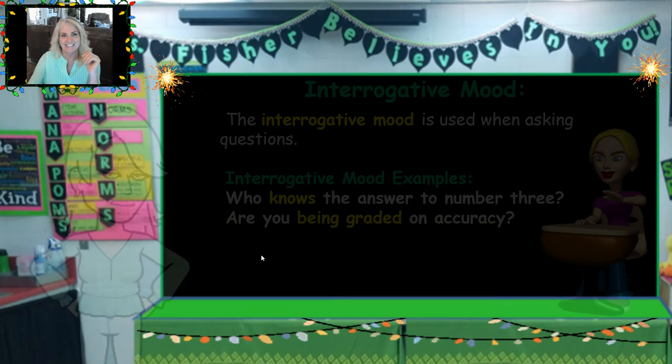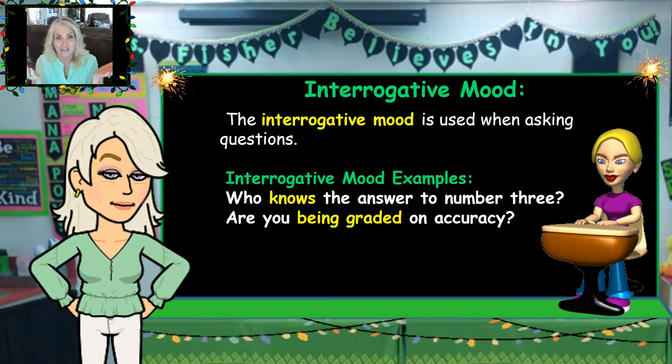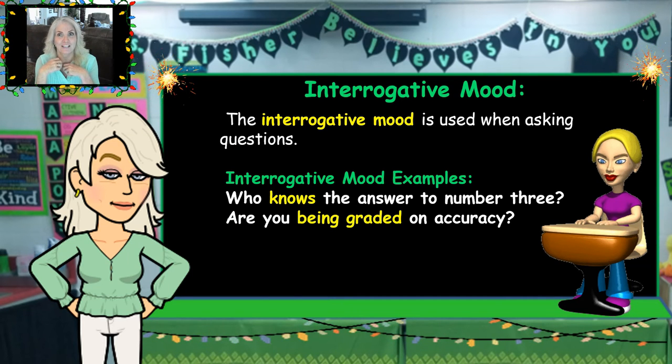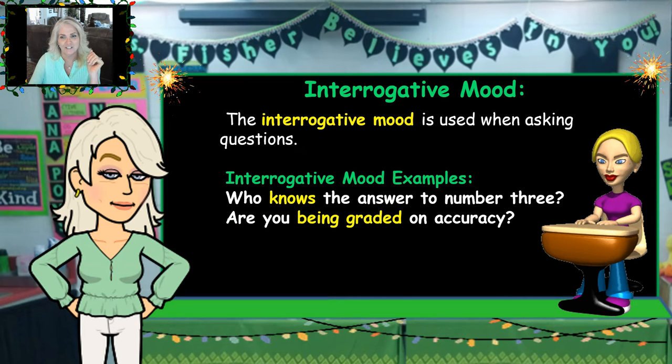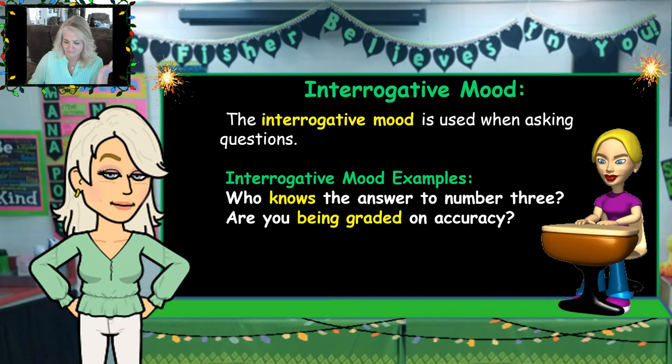All right. The interrogative sounds just like if you interrogate somebody, you're asking them questions, right? So if you go into an interrogation room, if you've heard about that on TV, that's just asking questions. So interrogative is used when asking questions. Who knows the answer to number 3? Are you being graded on accuracy?